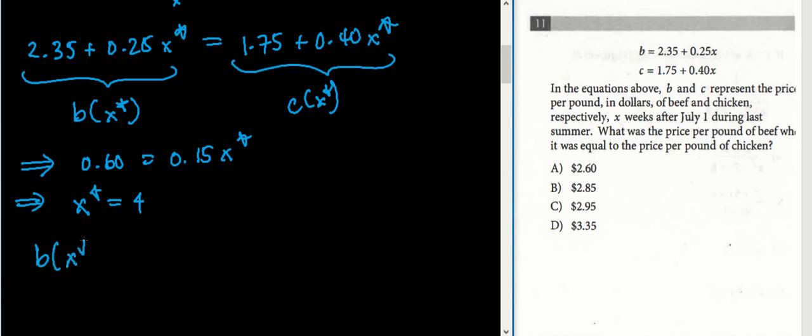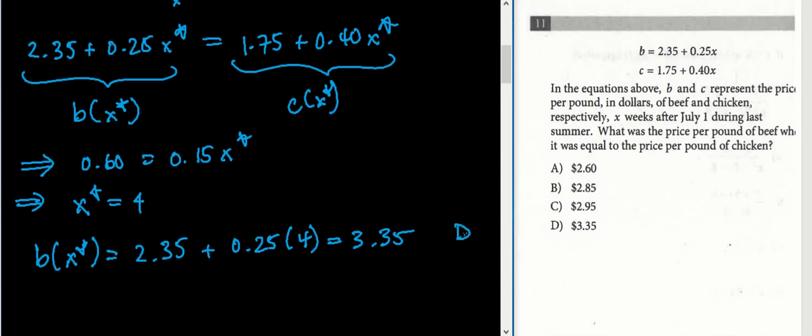Now what was that price, right? So we go back and plug that in. So that's 2.35 plus 0.25 times 4, which is equal to 3.35. So our answer here is D. Okay.